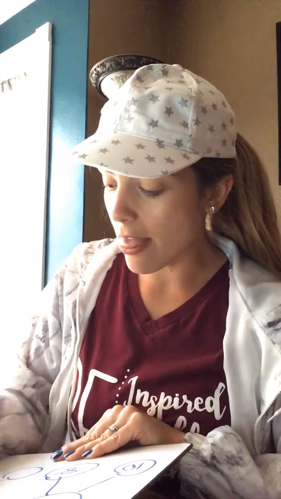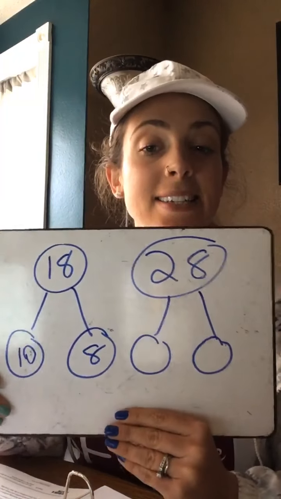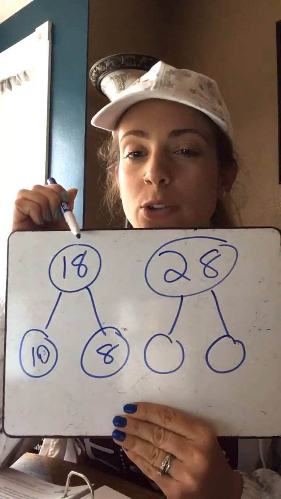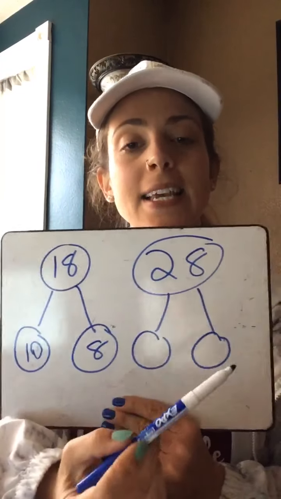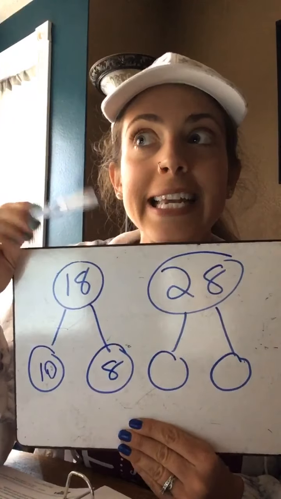So go ahead and draw another number bond. This time we're going to be breaking down 28. And we can use the same strategy we used over here. 28 is the same as what? You can almost hear it. 28.